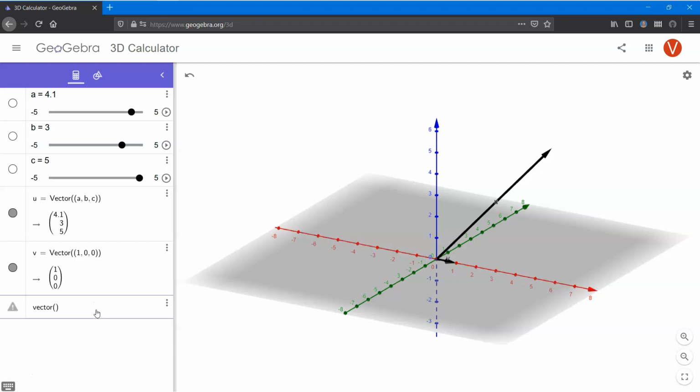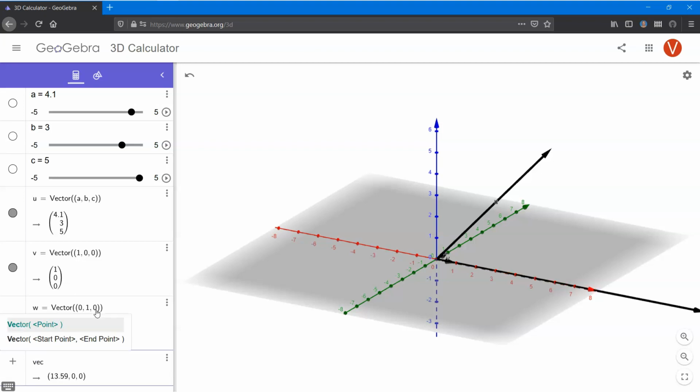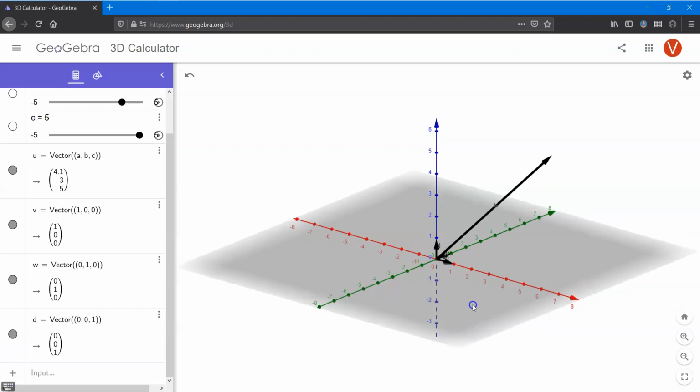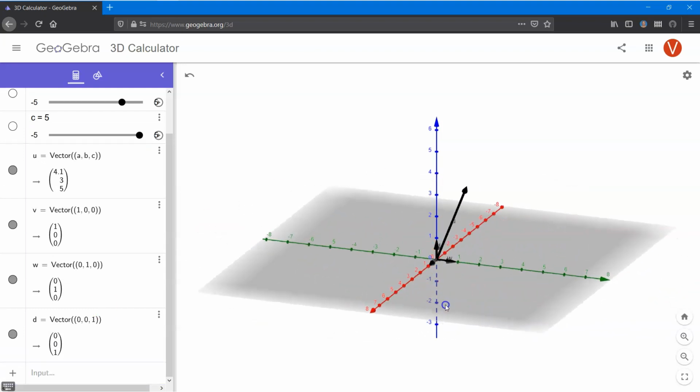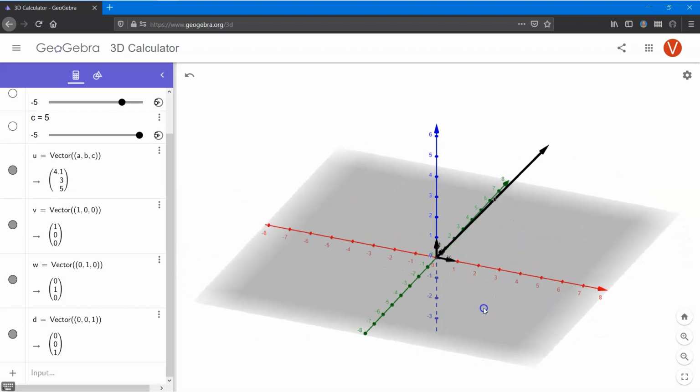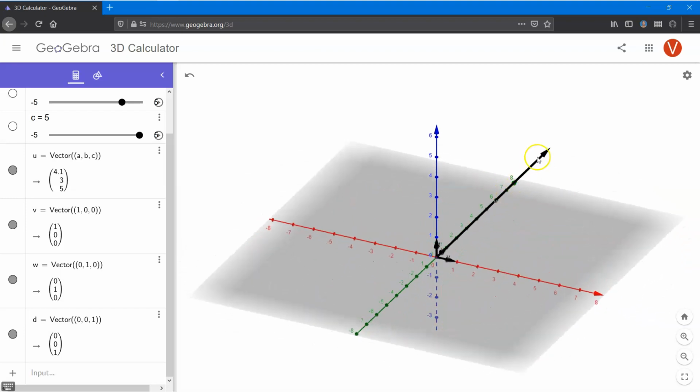Okay, vector (0, 1, 0). Vector (0, 0, 1). So we have unit vectors in all the three directions. And this is our given vector.